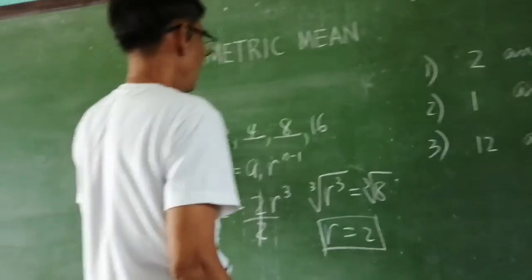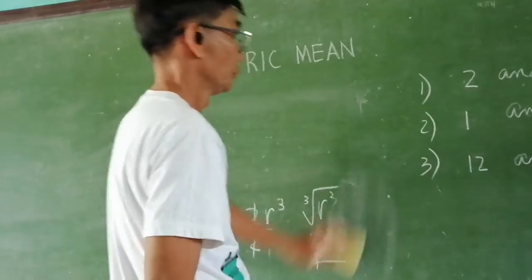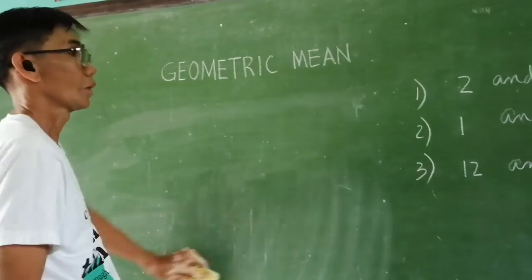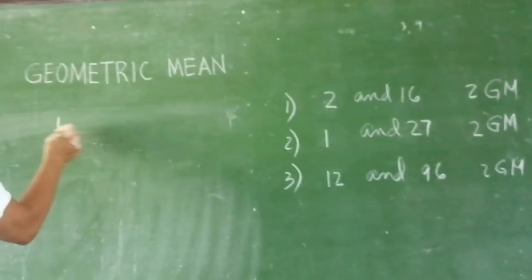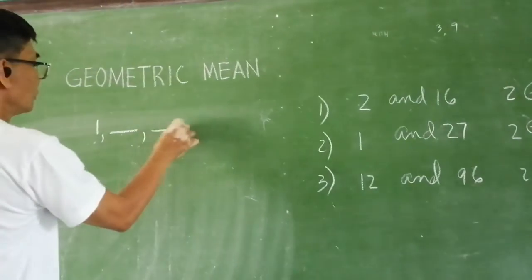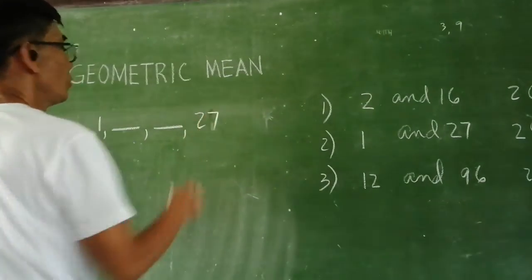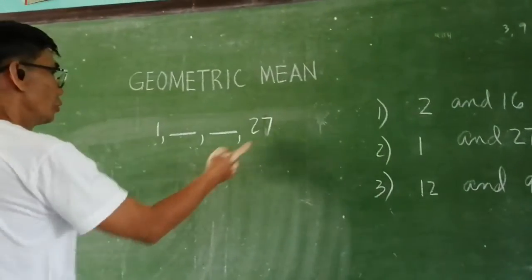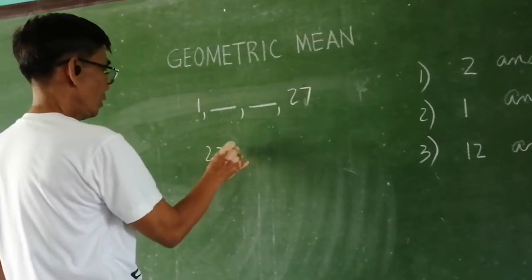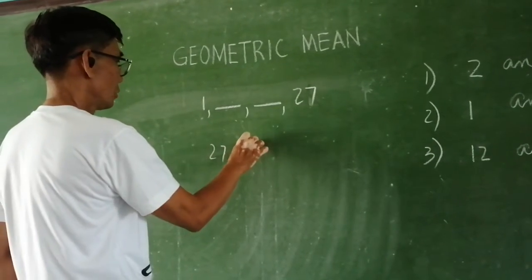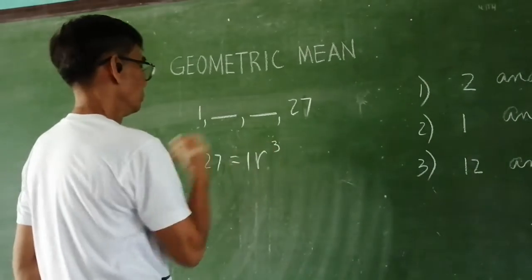Now let's have another one. 1 and 27. So it will be 1 and then 27. So like before, this will become your fourth term. So it will be 27. A1 is 1, r raised to 3.